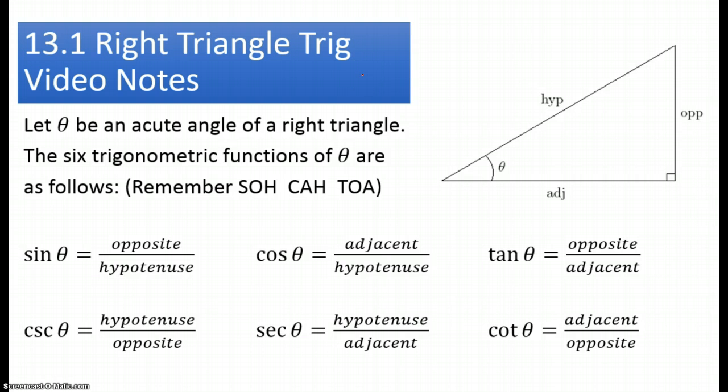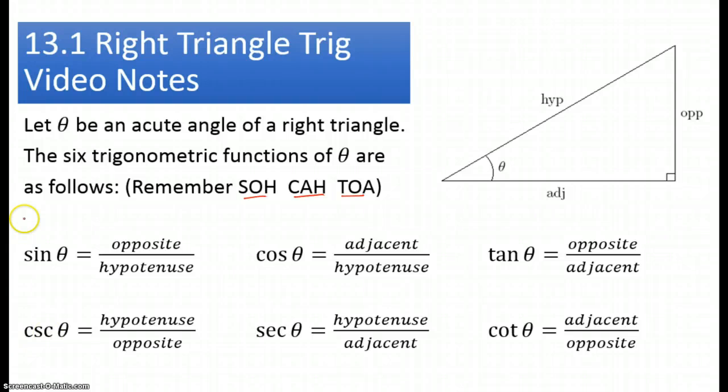Now what I know you know from geometry already is SOHCAHTOA. The sine of theta is the opposite side over the hypotenuse. The cosine of theta is the adjacent side, so the side that's touching the angle, over the hypotenuse. And the tangent of theta is opposite over adjacent. But what I think is new is the three reciprocal trig identities below.